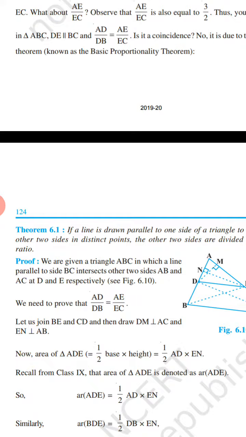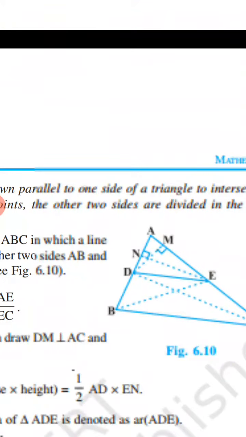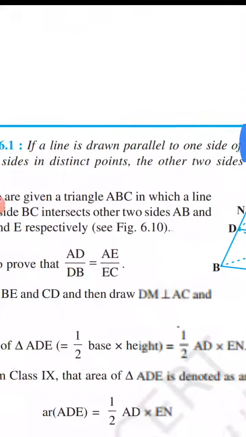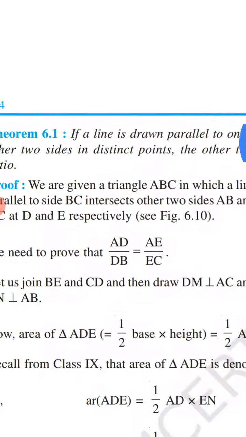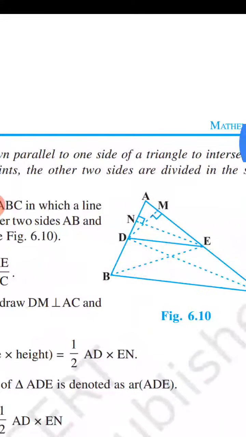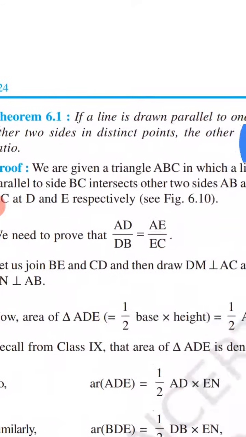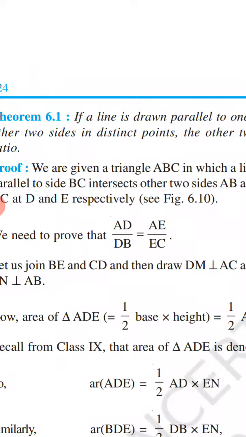Let us join BE and CD. Then we have to draw DM perpendicular to AC, and EN perpendicular to AB.